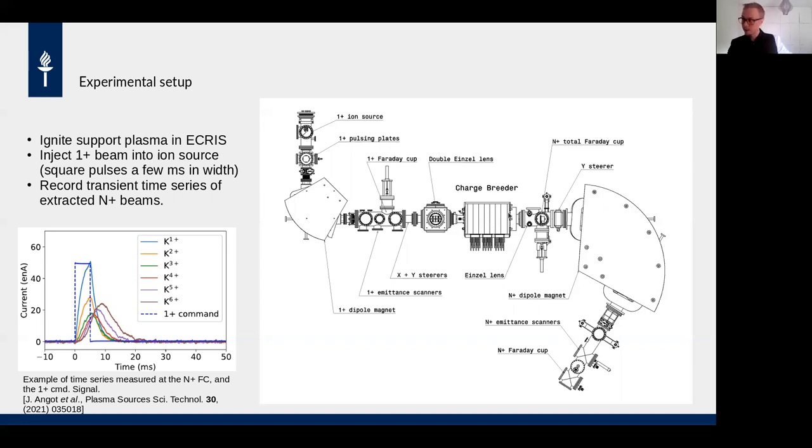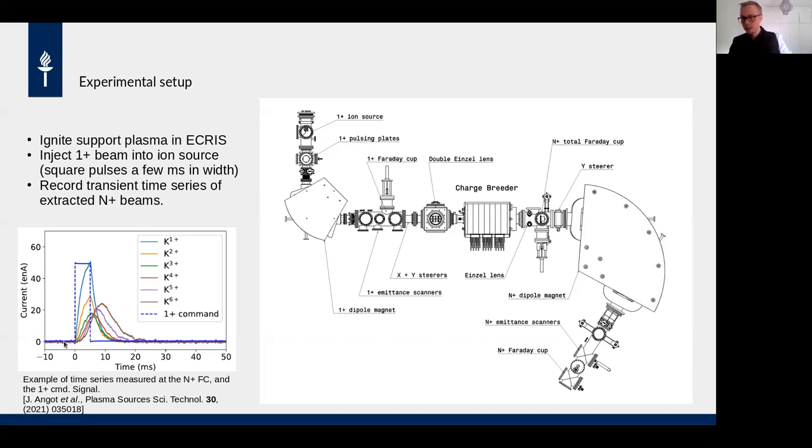Once they escape confinement from the source, the ions are extracted and the resultant beam current transients are measured downstream at the N+ Faraday cup over here at the end. The dipole here at the N+ beamline is used to separate the different ion species based on their charge to mass ratio. These very same beam current transients are used to determine the parameters A, B, and C via the numerical method described earlier.